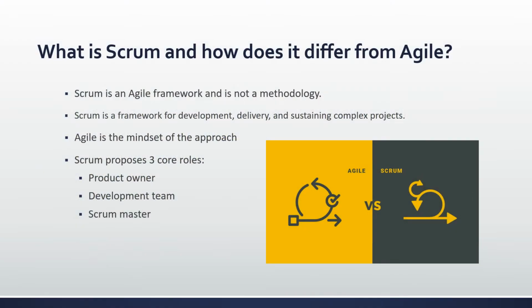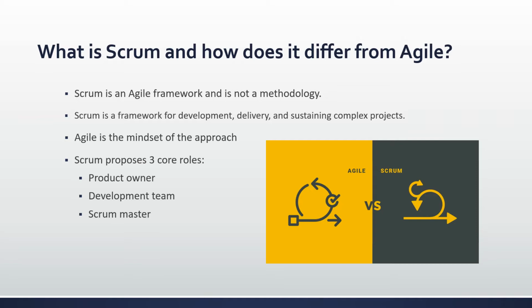So what is Scrum and how does it differ from Agile? Well, Scrum is a framework for developers, for delivery, for sustaining complex projects. The main goal of Scrum is to create valuable products through continuous improvement. The Scrum team develops the product in self-organized teams, releases the product, and then takes the feedback from the users to enhance the quality of the product in the next sprint.